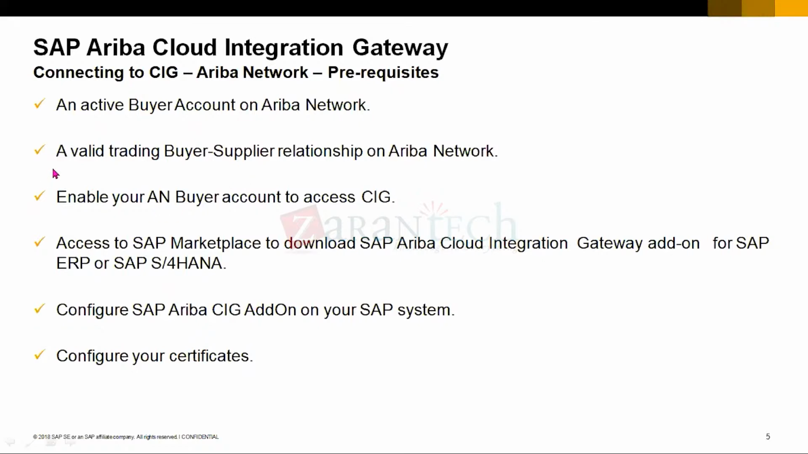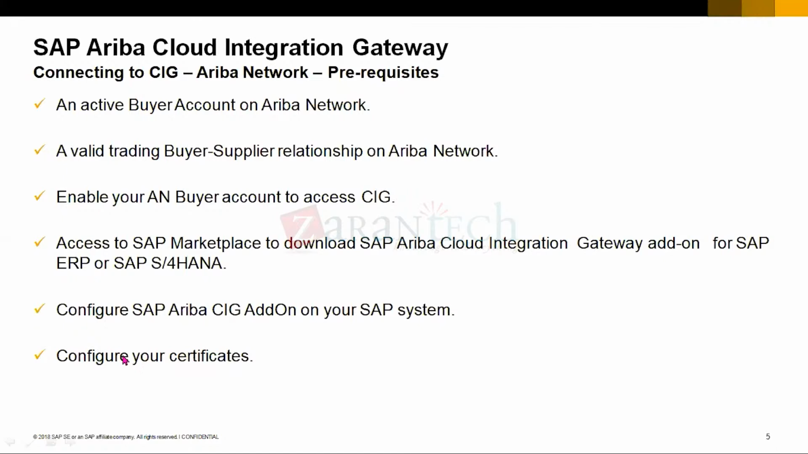All right. And a valid buyer supplier relationship on the Ariba network. This is mainly applicable for the P2P solution, so that means your P2P solution should be in place. Then we have to enable our Ariba network buyer account to access CIG. This is a general thing, along with access to SAP Service Marketplace to download the Ariba CIG add-on for our ERP or S/4HANA. This is a common thing that we did earlier as well. And configure the SAP Ariba CIG add-on. This is actually the next step activity, not a kind of prerequisite.